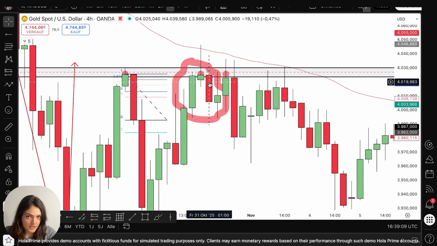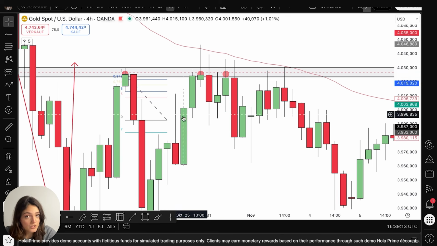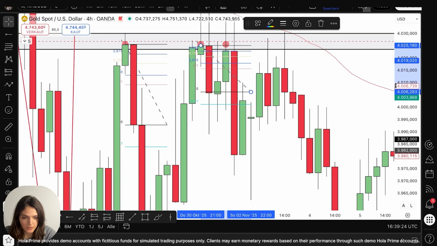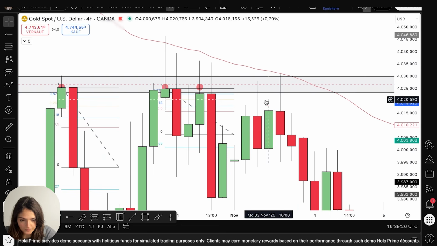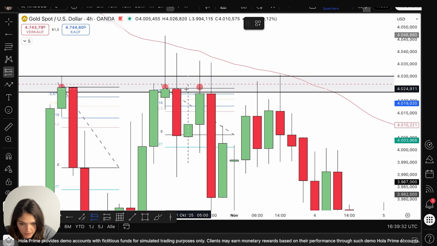So let's just say hypothetically what we could have done. So here we have our evening star pattern, we have a bearish engulfing. So we can either take the 0.818 fib level of the body of the candle as an entry, or we can just take the opening as an entry. So let me zoom in a little bit more. If we take the opening as an entry, our entry would have been here.